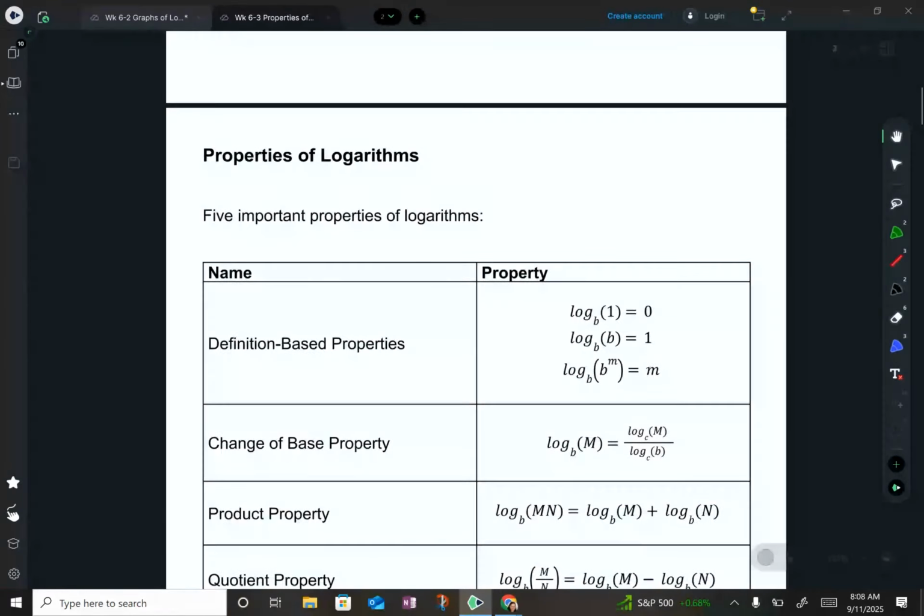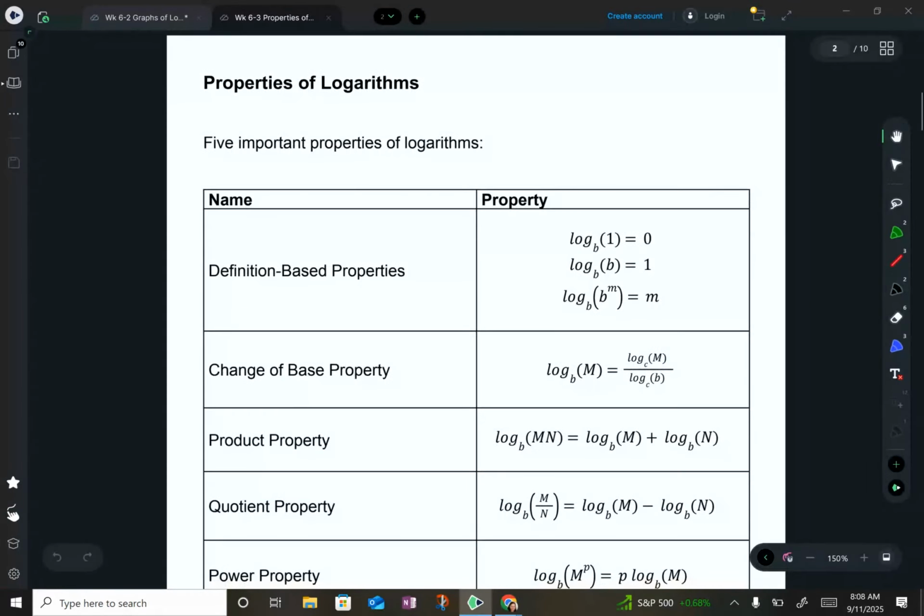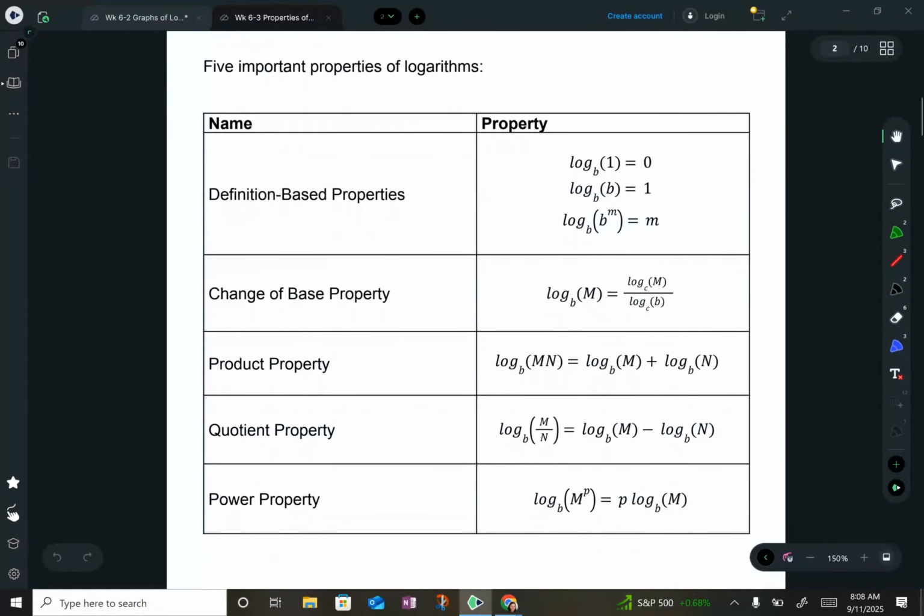All right, so here are 5 important properties of logarithms that we're going to go through. I'm going to just list them here now. This is a reference for you, and then we're going to go through each one individually in this video and learn how to use it. So this is a good reference sheet for you. Again, this might be something you want to put on your note card.